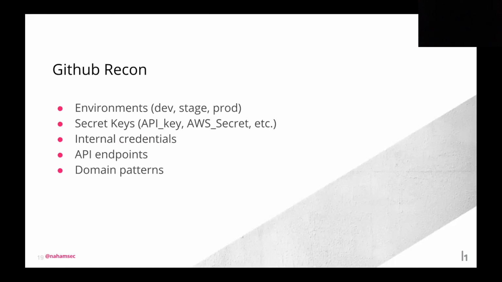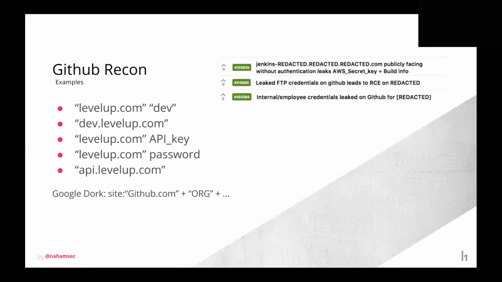You can also look for API endpoints. There are times when there are old API endpoints that you may not have known a developer worked on 4 years ago and they left on their GitHub, and it's still there. And again, talking about domain patterns, you always find those as well.